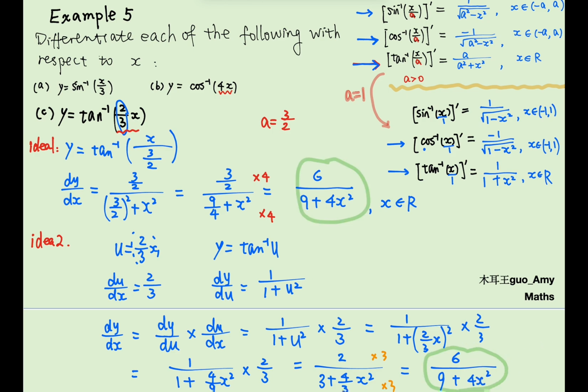Obviously, we have obtained the same result. Idea 1, identify the value of a. And idea 2, identify the inner function and outer function.